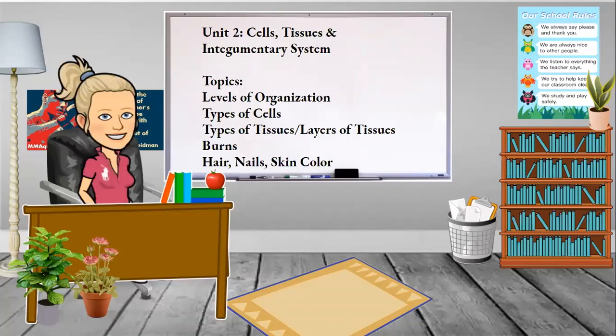First of all, we'll be covering cells, tissues, and the integumentary system. Some of the topics that will be included within there, we're going to be talking about the levels of organization, the different types of cells in the human body, the different types and layers of tissues in the human body, also about burns and how these burns also affect the different layers and the types of tissues that we have. Also, we'll talk about hair, nail, and skin color within these particular units.